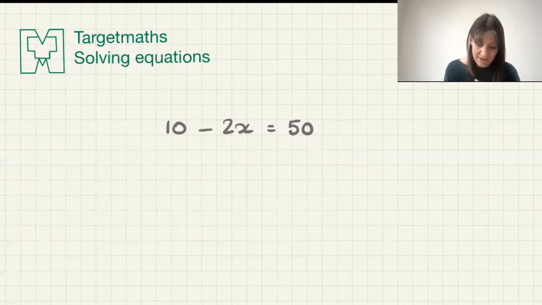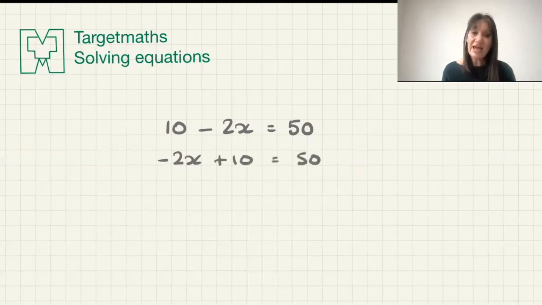Because when I swap them round, I would have to remember that that negative belongs to the 2x. It's part of that term. And then I've got plus 10 equaling 50. So that is a solution. It's a way to approach it.